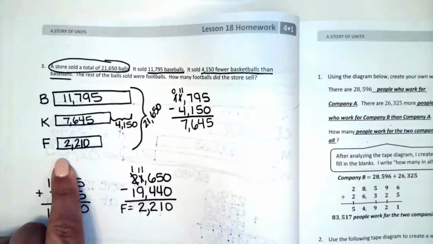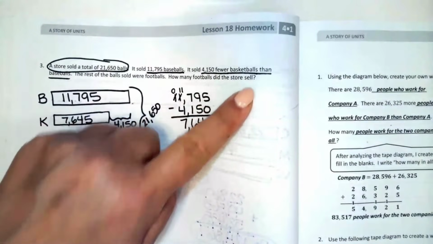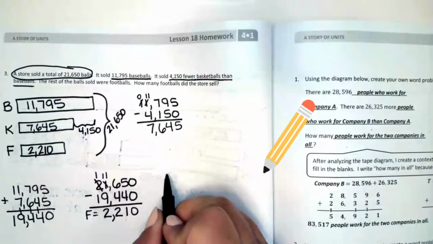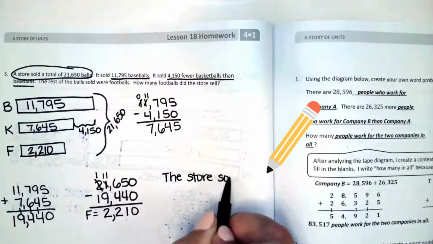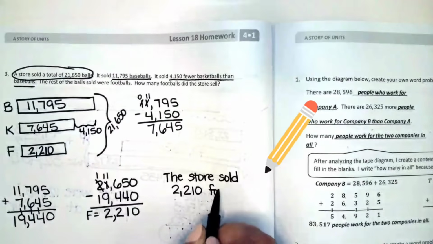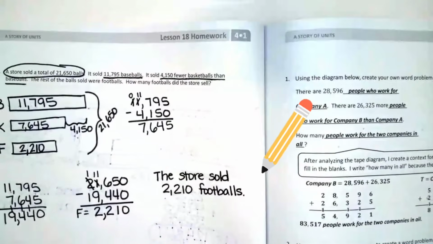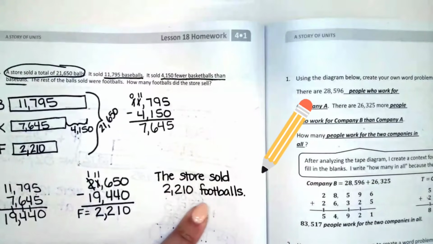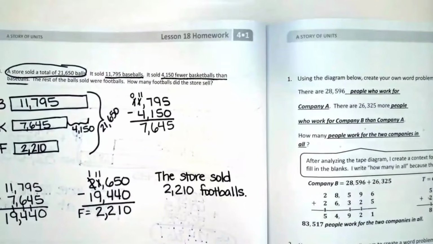So now we can answer the question and write our answer statement. How many footballs did the store sell? Write a sentence about how many footballs they sold. My answer statement says the store sold 2,210 footballs. Did you write something like that? Good job. Okay, you can work on number 2 on your own.